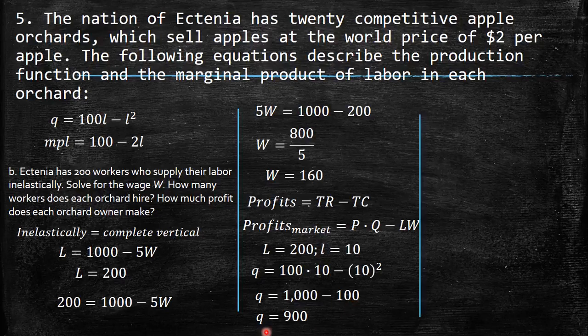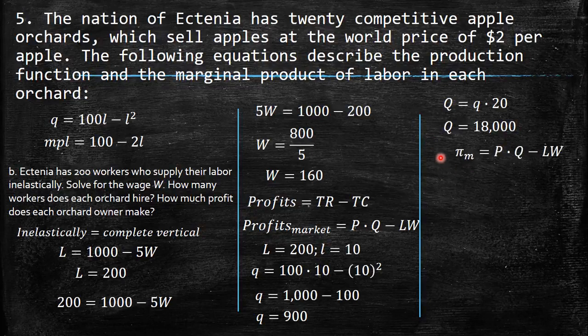If I need to find out the production of the whole market, because all are exactly the same characteristics, we are here with 20 times Q. So then it should be 20 times 900, which is 18,000. This is the total production of apples of the total market.